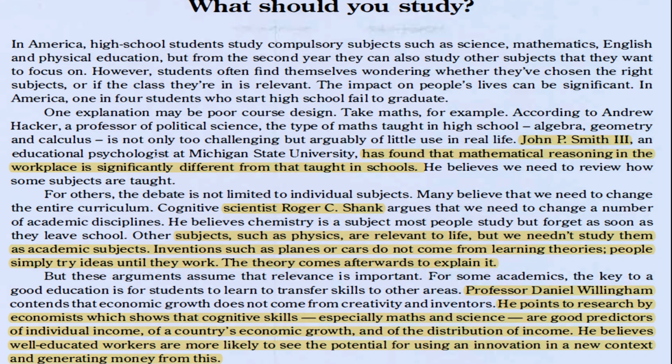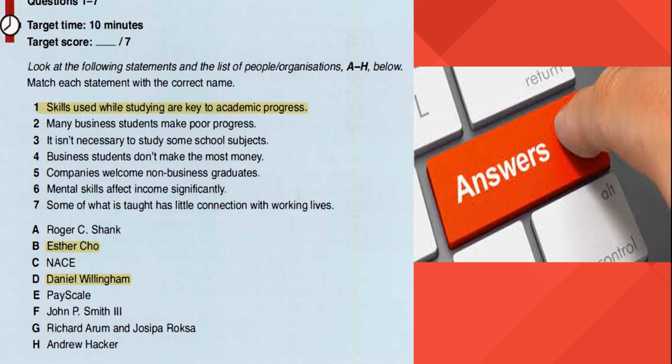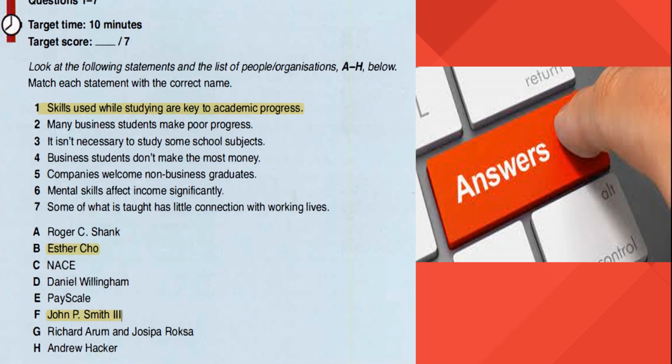An educational psychologist at Michigan State University, blah, blah, blah, has found that mathematical reasoning in the workplace is significantly different from that taught in schools. Once again, John Smith has found that the mathematical reasoning in the workplace is significantly different from that taught in schools. So here it is: some of what is taught has little connection with working lives.